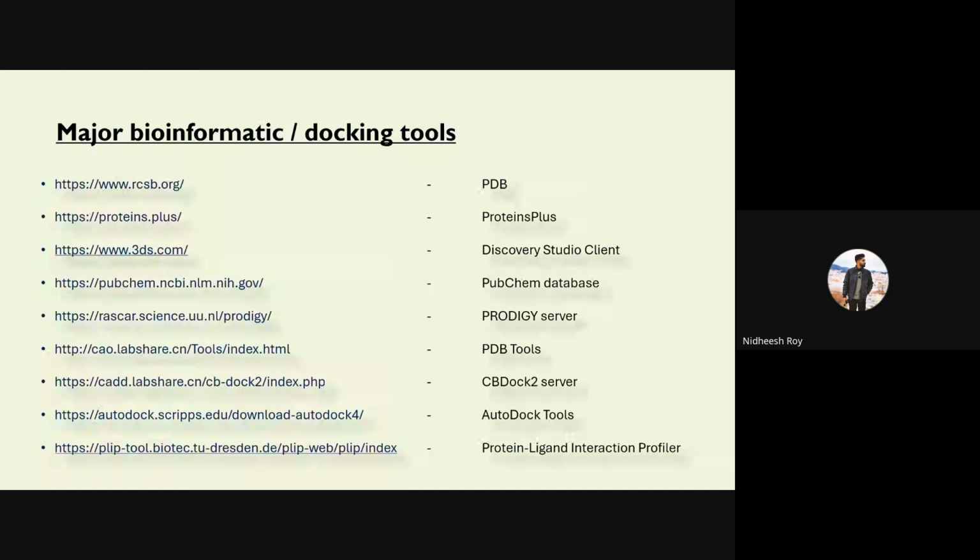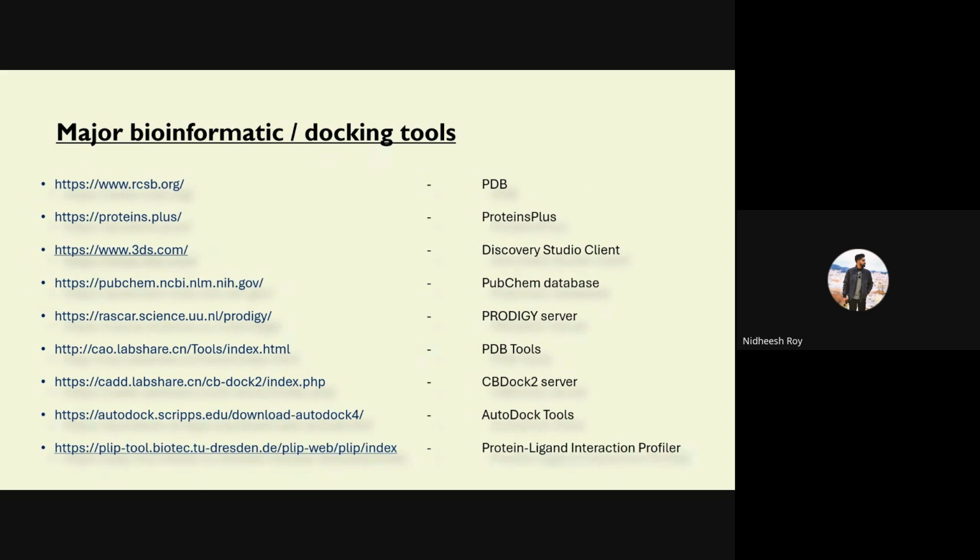For protein-protein interactions and estimating the binding affinity, we have tools like the Prodigy Server. They are not docking tools in the strict sense, but they help estimate the interaction strength once the complex is formed. The PDB tools provided by LabShare are a collection of online utilities that assist with format conversion, structure cleaning, and chain splitting when there are multiple chains in a single complex protein. These are essential but often underestimated by beginners. For docking itself, one of the easy-to-use servers is CB-Dock2.